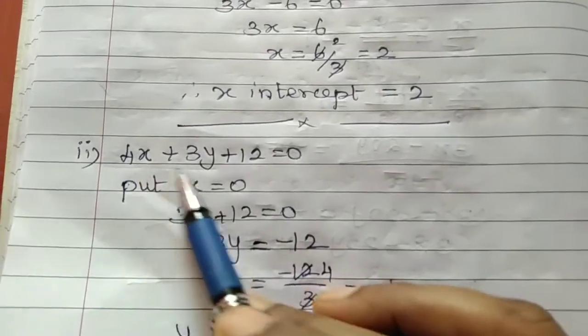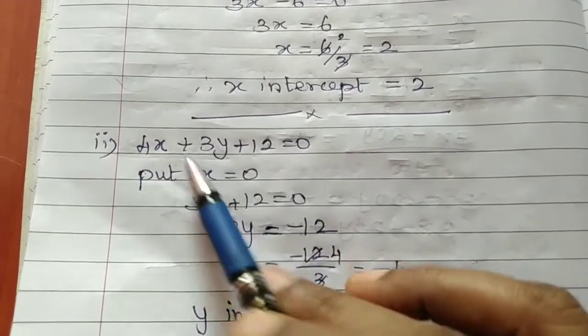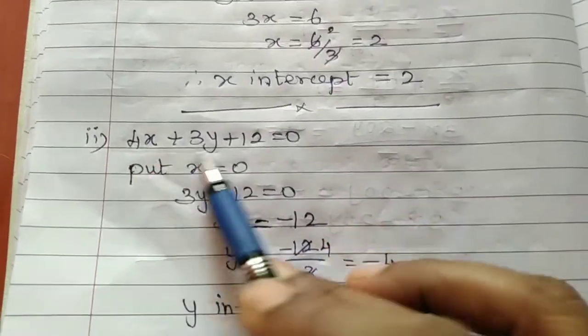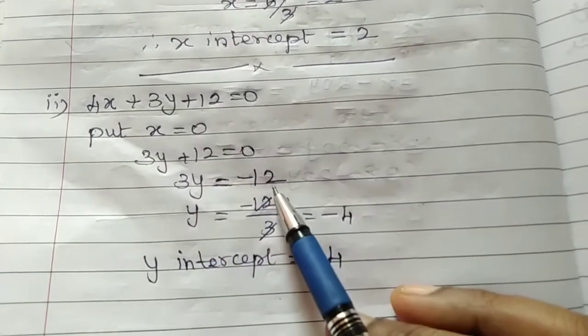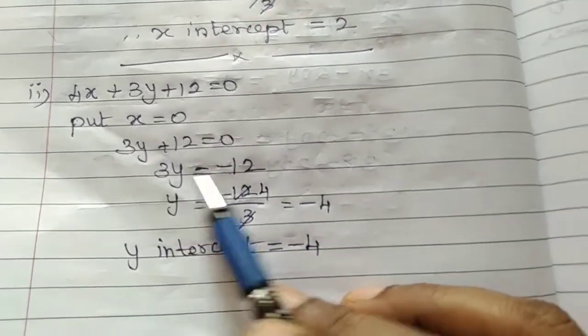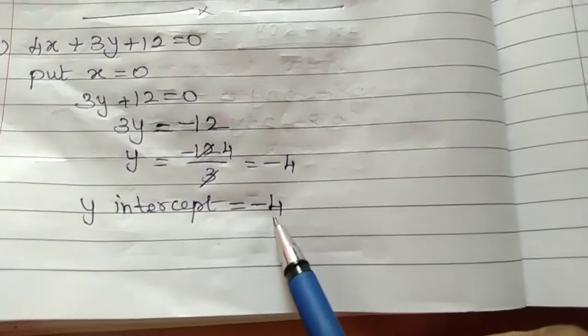Similarly, next sum, 4x plus 3y plus 12 equal to 0. Put x equal to 0. x equal to 0 means this value equal to 0. 3y plus 12 equal to 0. 3y equal to, plus 12 goes to that side, minus 12. y equal to minus 12 by 3, cancel, minus 4. That is, y intercept equal to minus 4.